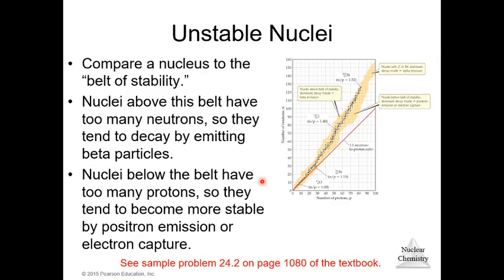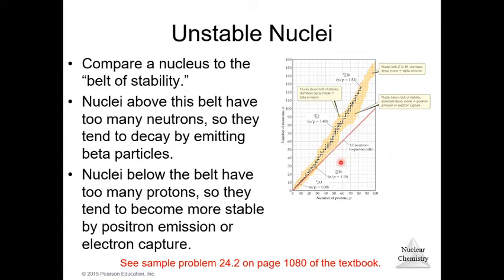So what we want to do is compare a nucleus to this belt of stability that we have here in orange. If we're above the belt, we have too many neutrons. We're going to undergo beta decay. If we're below the belt, we have too many protons. So we're going to decay by either positron emission or electron capture.